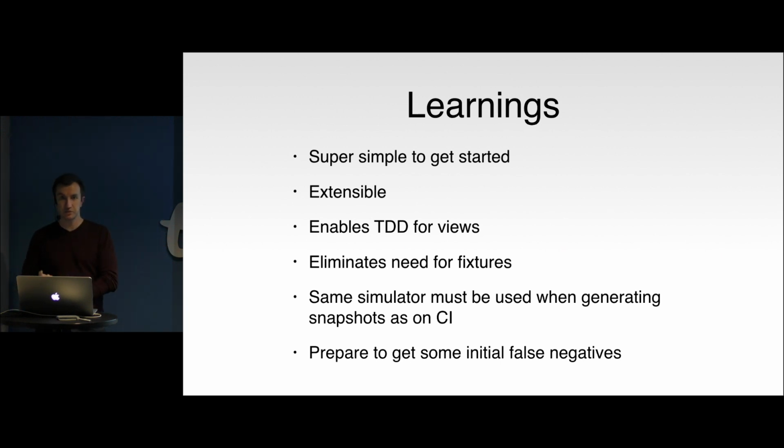Yeah, I mentioned this before. You need to use the same simulator when generating the images as you're going to run on your CI. So make sure to either look up what simulator your CI is using or have that in a config. Just make sure it happens, because otherwise you're going to scratch your head and wonder, why is this not matching? And possibly, if you're doing this on a large project which you already have, you might get some initial false positives from various things, depending on your CI pipeline. But it shouldn't be too tricky.